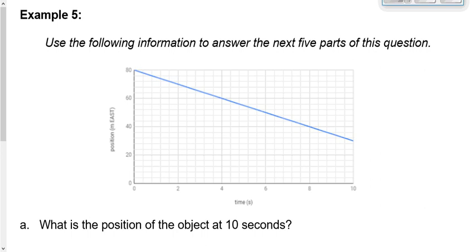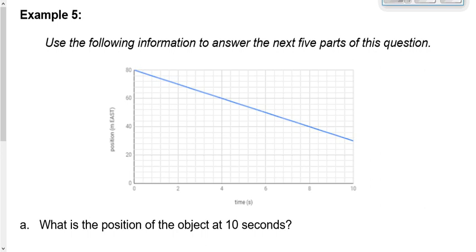I want to take a look at an example that we have here, example number 5 in your worksheet booklet. It says, use the following information to answer the next 5 parts of this question. So just an A, B, C, D, E part of this question. You can see that this is a position versus time graph, although really, by all rights, there should be a title for this. We always should have a title. The title would be position versus time, position dash time, position as a function of time, whatever. Responding versus manipulated, y-axis versus x-axis.